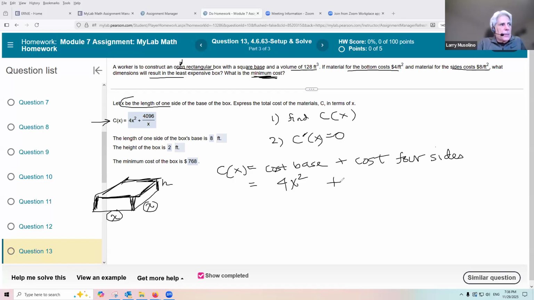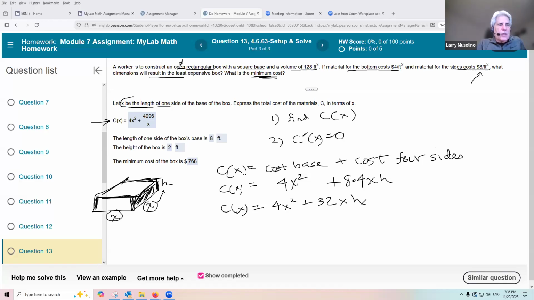Let me come to the sides of the box. If you think about this side here, the area is x times h. But there's four sides, so I've got to multiply it by 4. And the cost is $8 a square foot, so I've got to multiply it by 8. So what I'm ending up with is that the cost function is 4x squared plus 32xh.